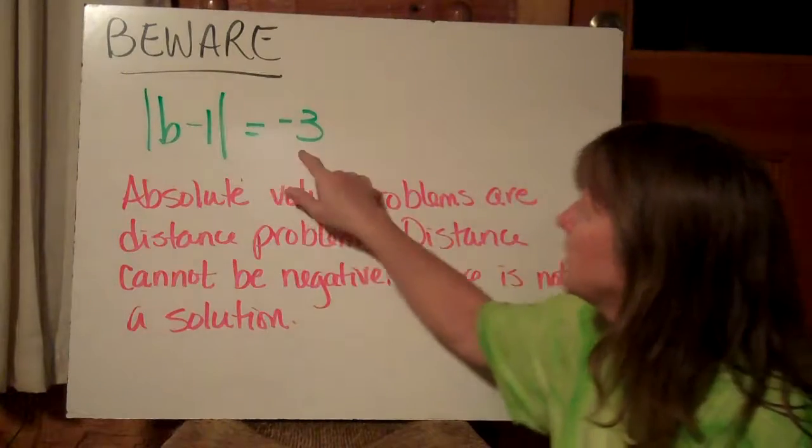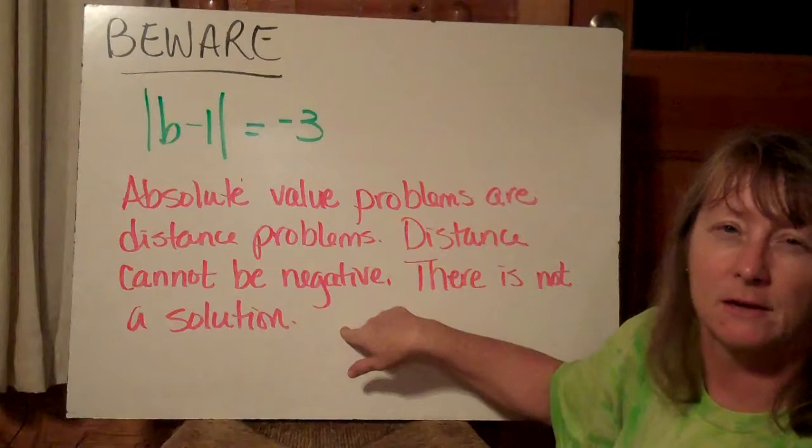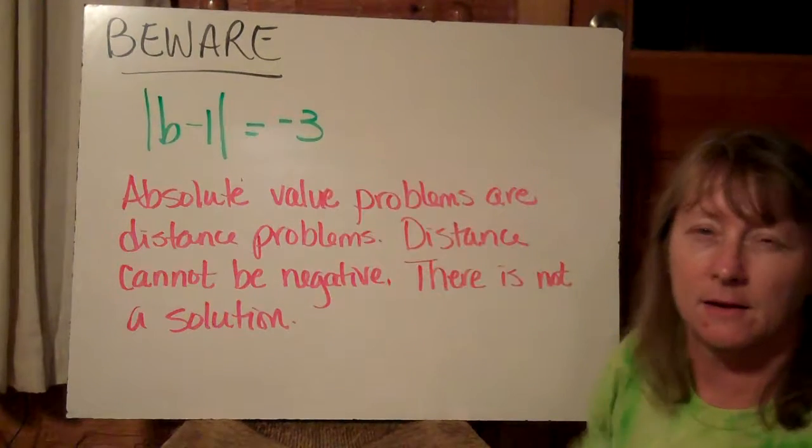So when you see this and it equals a negative number, just put down empty set or no solution, because it cannot equal a -3.